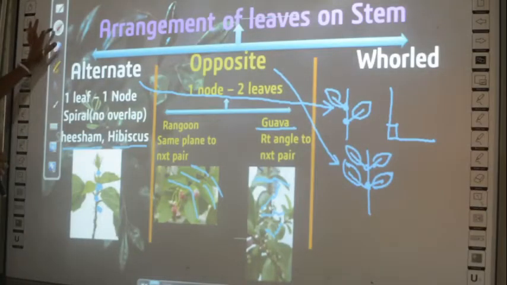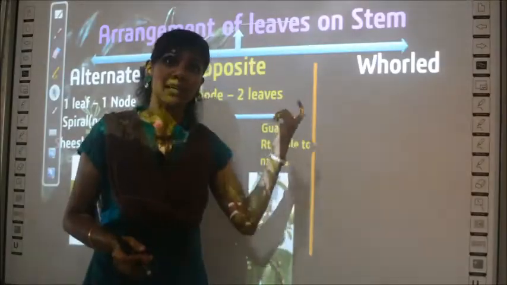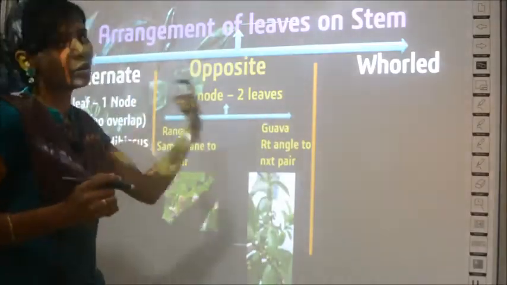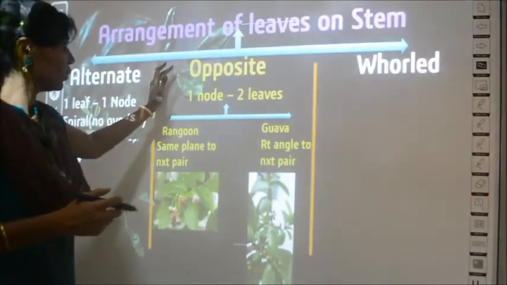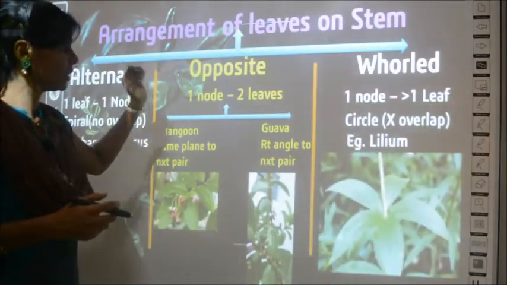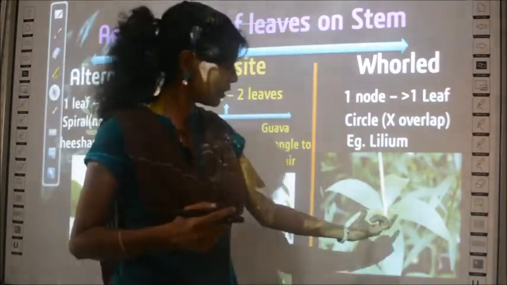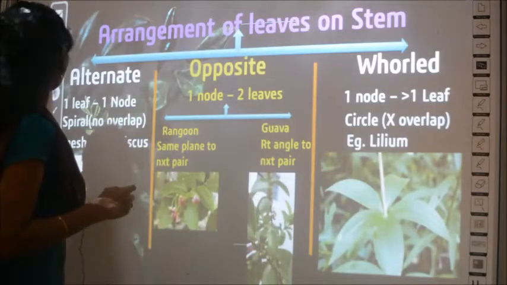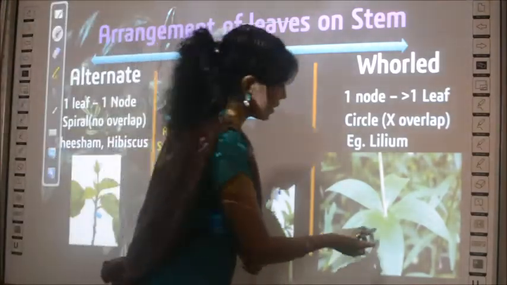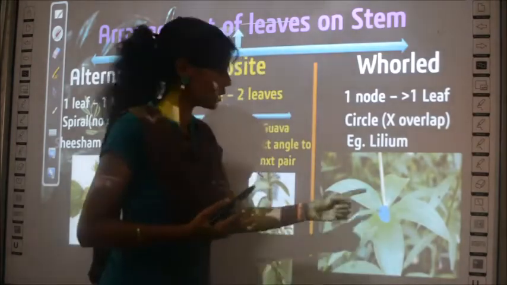The third type of arrangement is called whorled arrangement. What happens in whorled arrangement? In one node, how many leaves can you see? You can see greater than 1. See this picture, how many leaves do you have in this one node? Which is a node here? The node is this one, right? So this is the node. In this node, how many leaves do you have?